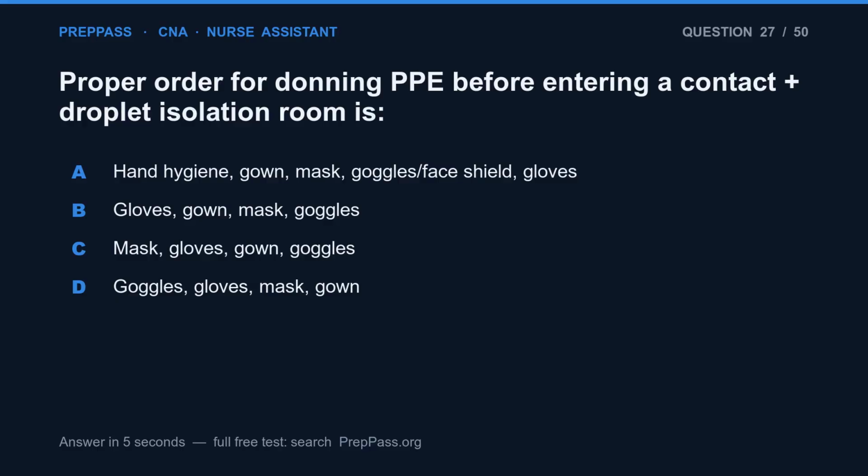Question 27. Proper order for donning PPE before entering a contact plus droplet isolation room is: A. Hand hygiene, gown, mask, goggles/face shield, gloves. B. Gloves, gown, mask, goggles. C. Mask, gloves, gown, goggles. D. Goggles, gloves, mask, gown.